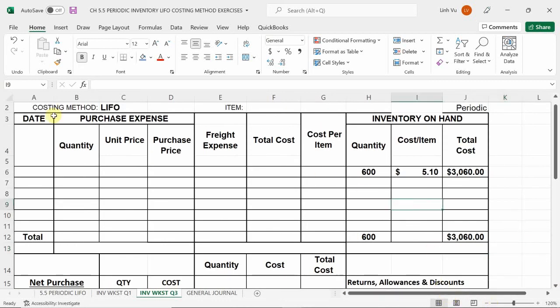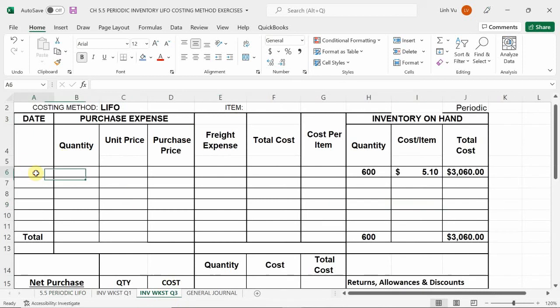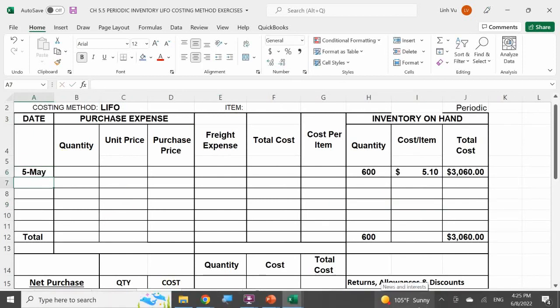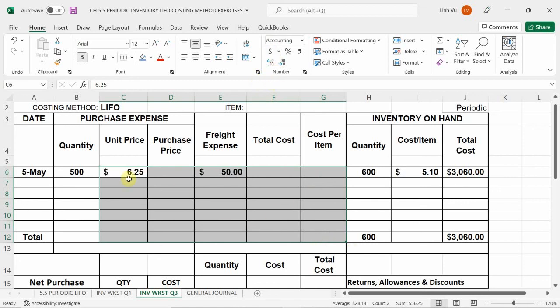Okay? So let's see what has happened next. On May 5th, you purchased 500 units at $6.25 each with a freight of $50. So you're going to plug these in. May 5th, you purchase another 500 units at $6.25 with a freight of $50. So therefore, what's my purchase price?